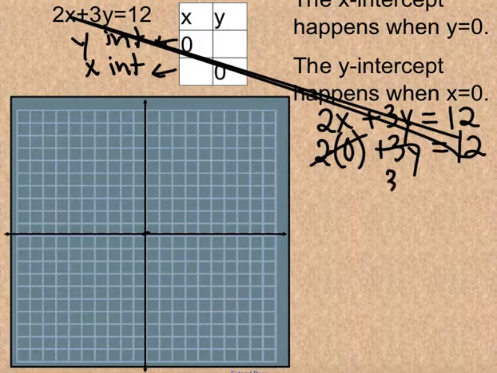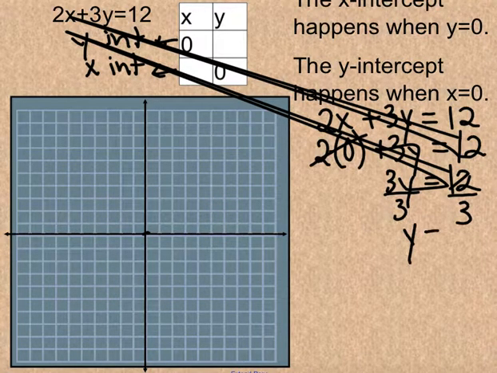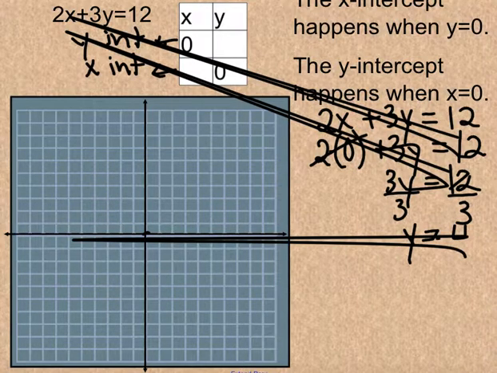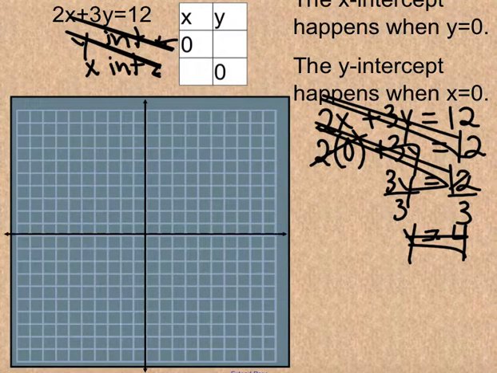Well, to solve that, 3y is equal to 12, we need to divide by 3. So y is equal to 4. So what this is telling me is that if x is 0, so I'm not moving side to side, let me erase some of these silly lines. If we are not moving side to side, we have found my y-intercept. So I put 0, 4. That is my first plot. So I go up 4 and put a dot on my coordinate grid.